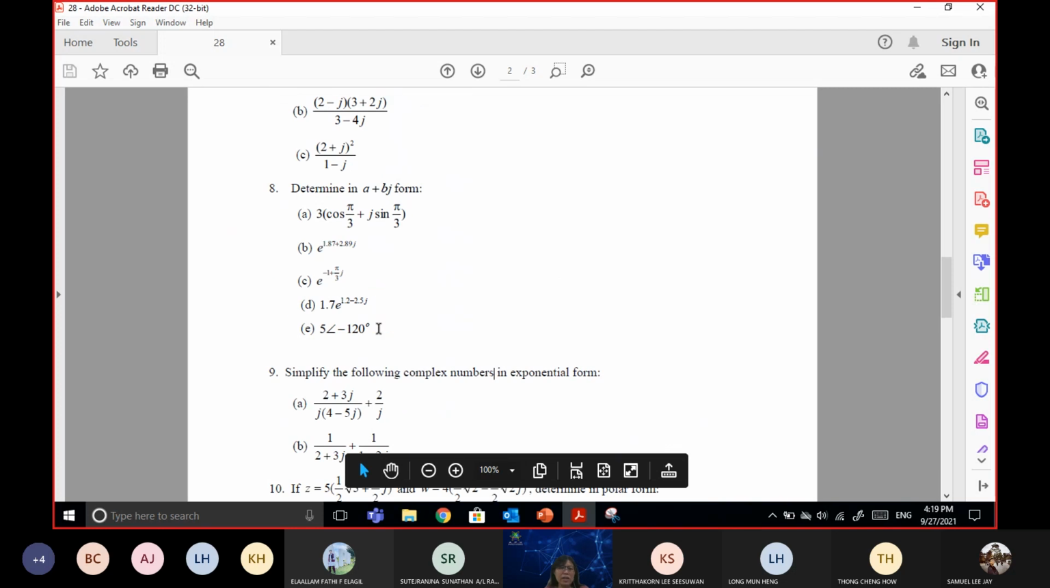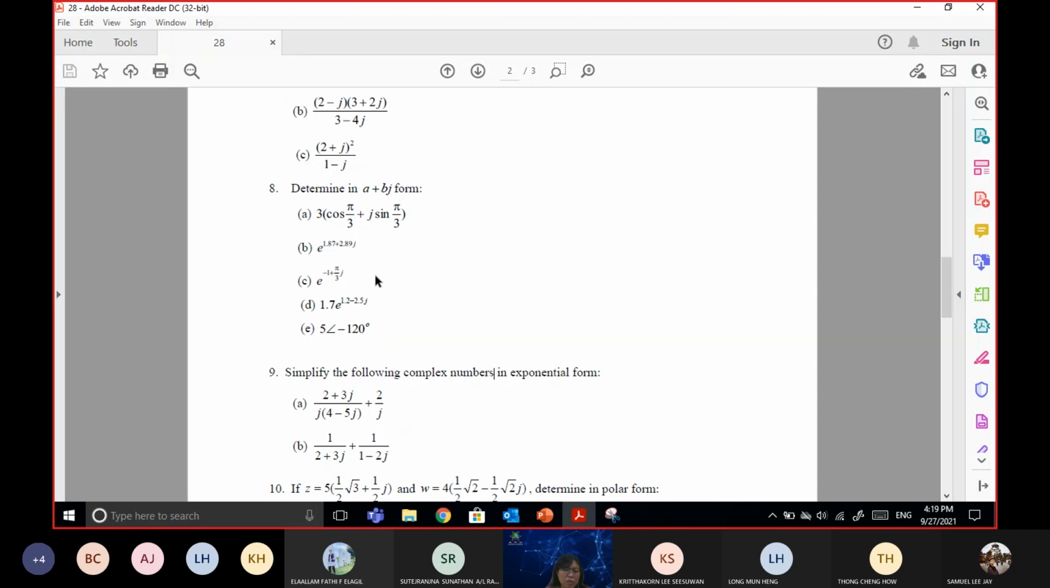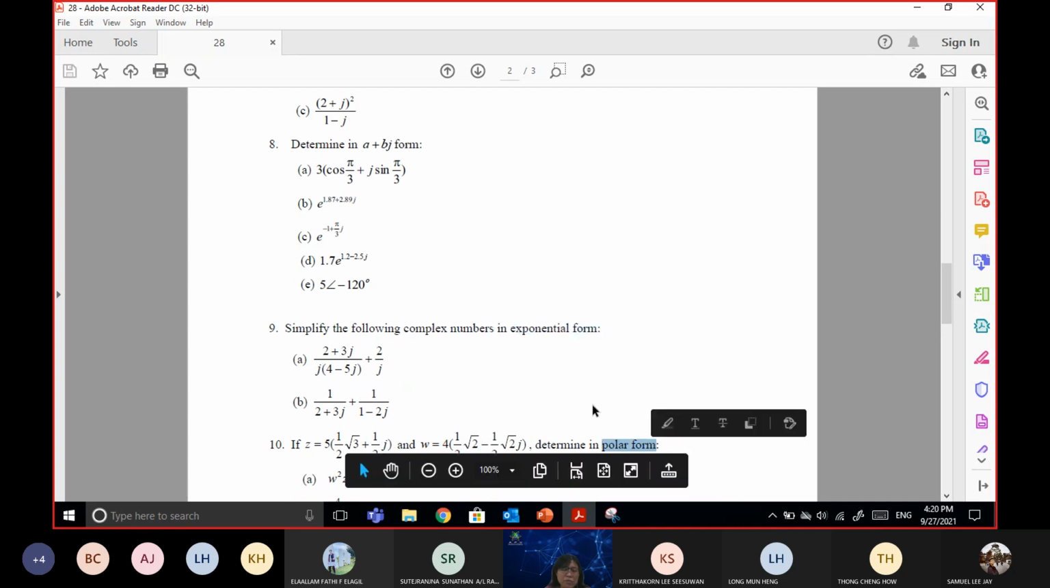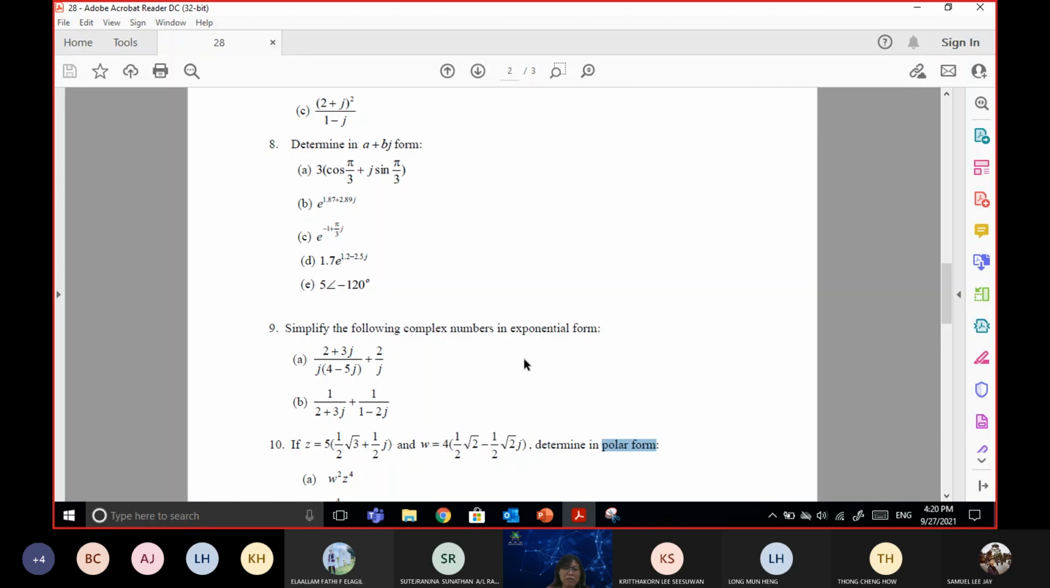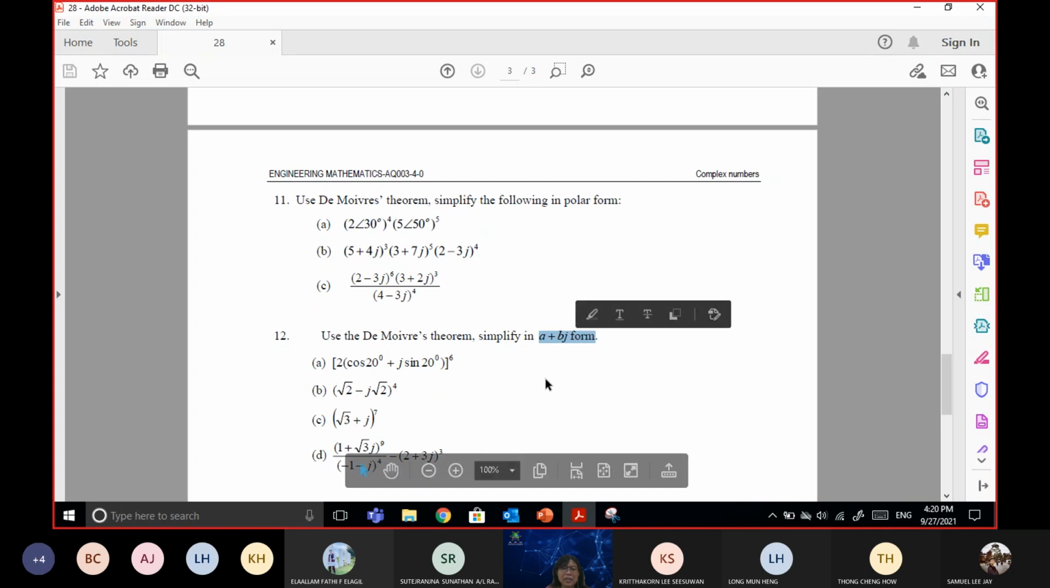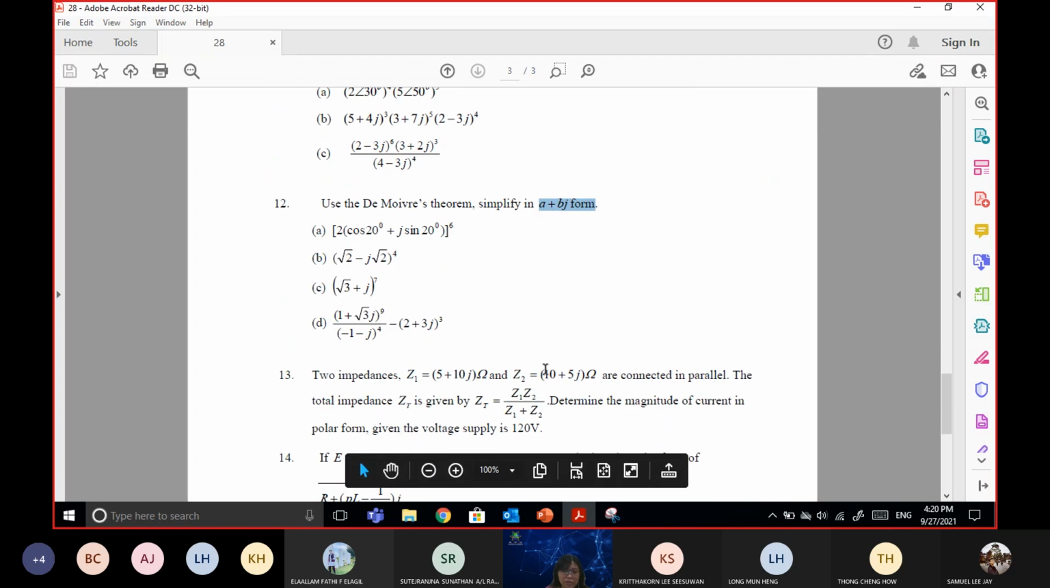For the various complex numbers given, you need to determine the value in the Cartesian form, this one in the exponential form, and this one in the polar form. So you have to be careful whether they ask for exponential form, Cartesian form, or polar form. Even though the questions don't look like a lot, there is a lot of calculation. Question 11 requires de Moivre's theorem, and 12 also requires de Moivre's theorem. When you apply de Moivre's theorem here, the final answer is in polar form. In this one, after applying de Moivre's theorem, you have to simplify into Cartesian form. So you have to be very careful.